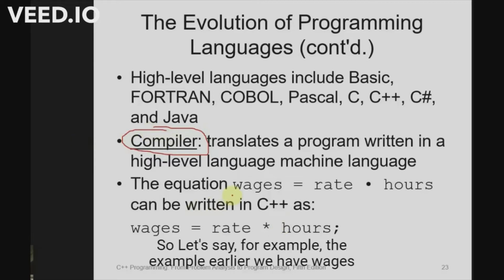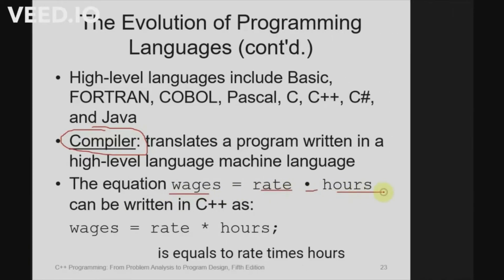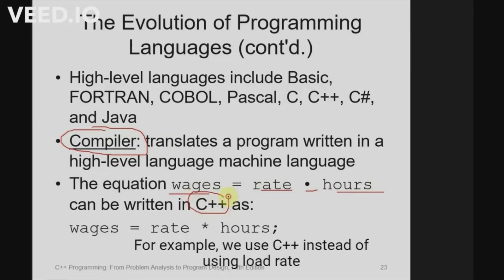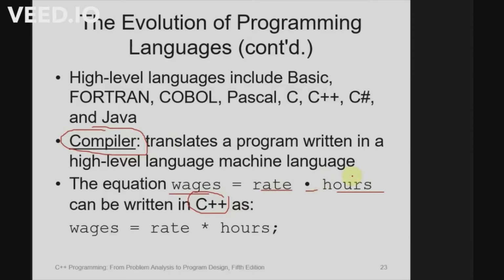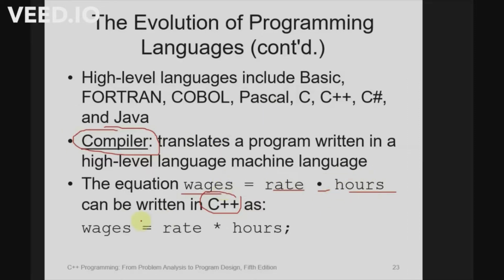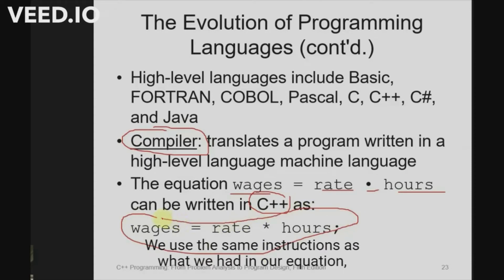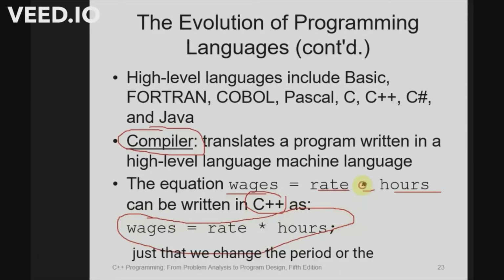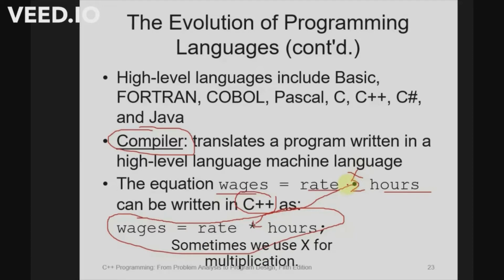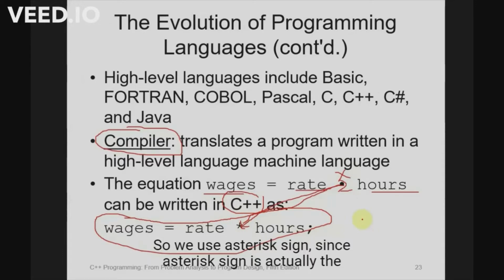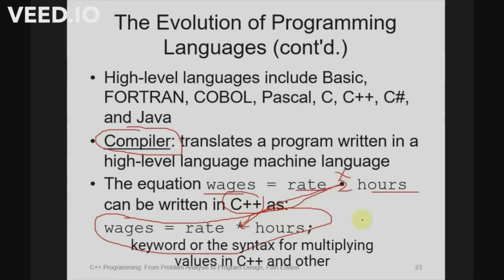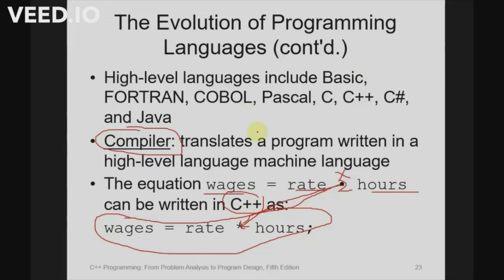So let's say, for example, as in the example earlier, we have wages equals rate times hours. For example, we use C++. Instead of using load rate, multiply hours, store wages, we use the same expression as in our equation, except that we change the times sign, or sometimes we use X for multiplication, so we use the asterisk sign, since the asterisk is the keyword or the syntax for multiplying values in C++ and in other high-level languages.